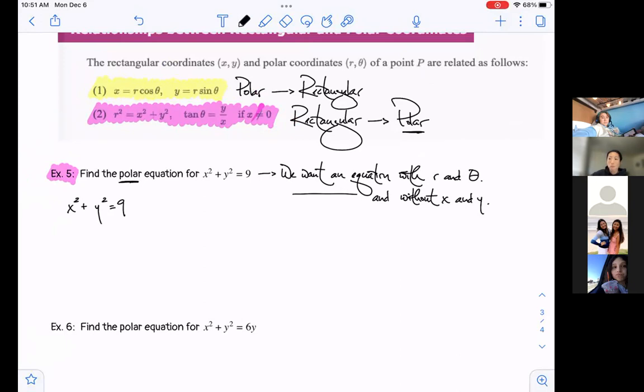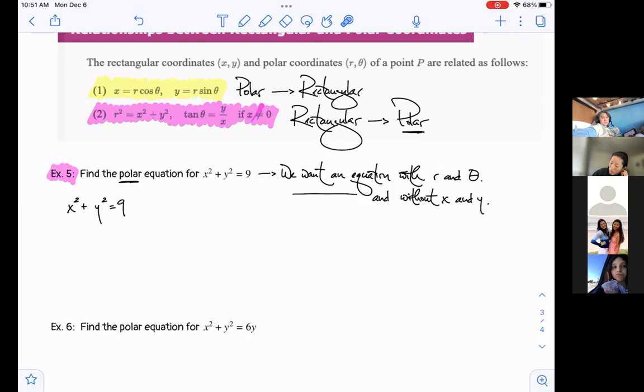Well, looking at it, the first part of that equation is r squared equals x squared plus y squared. So there you have the x squared plus y squared. And then 9 is a square. And so you just break it down.